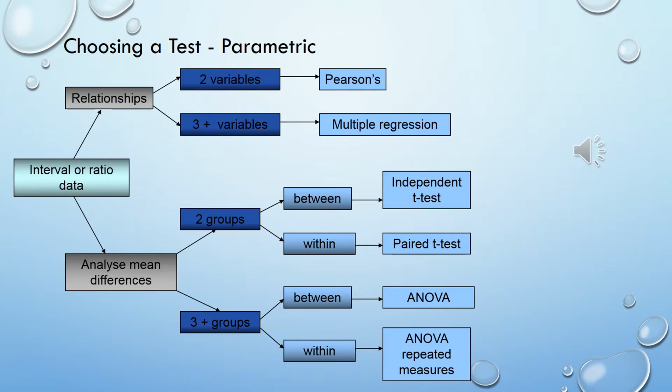What was that, Sophie? Ratio, yeah. Okay, because we're measuring height in centimetres, but 0 actually denotes the absence of a value, because we can't jump minus 10 centimetres.